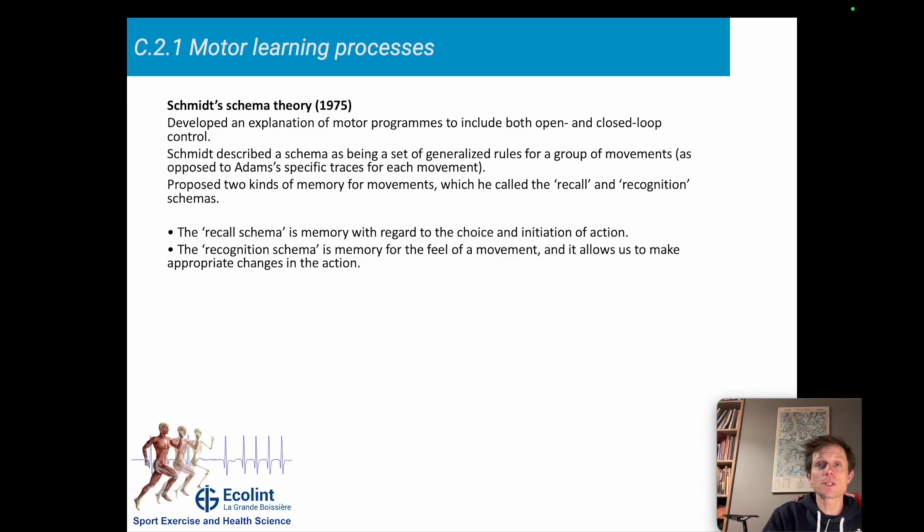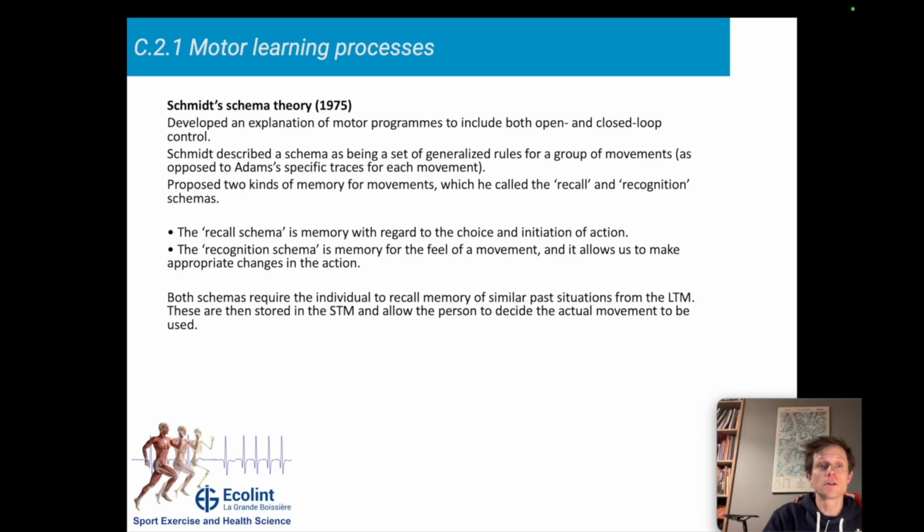So it's similar to Adams's theory, but subtly different in that the schema that Schmidt proposed are much more generalized and can be applied to a group of movements rather than one specific movement. This overcomes the memory limitations for Adams's proposition. The idea is that both schema require the individual to recall memory from similar past experiences from the long-term memory. These are then stored in the short-term memory and allow the person to decide on the actual movement to be used in that specific example.